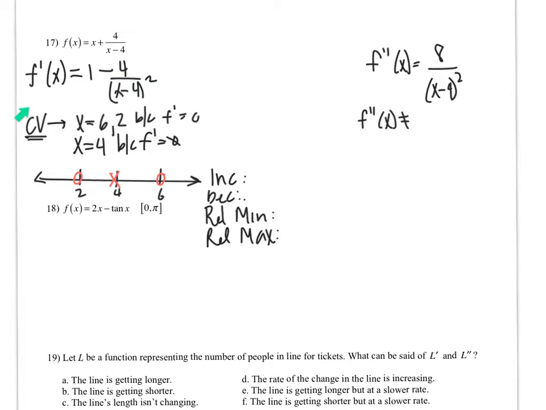And we have critical values or critical points at x equals 6 and 2 because that's where f prime of x is equal to 0. So if you set that equal to 0, you should be getting 6 and 2. Please do it on your own and check that you get the same answer. And a critical value also at x equals 4 because that's where f prime is undefined.